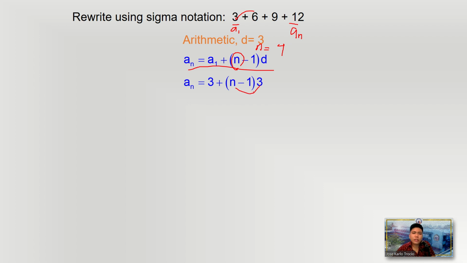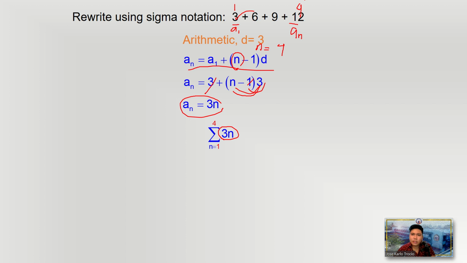3 times n, 3n. Okay, that works. 3 times n, 3n. 3 times negative 1, negative 3. So, negative 3 plus 3, it cancels. What remains is 3n. So, this is now the formula that we put on the right side. And why 1? Because we started with the first term, 1 up to the 4th term, four terms.